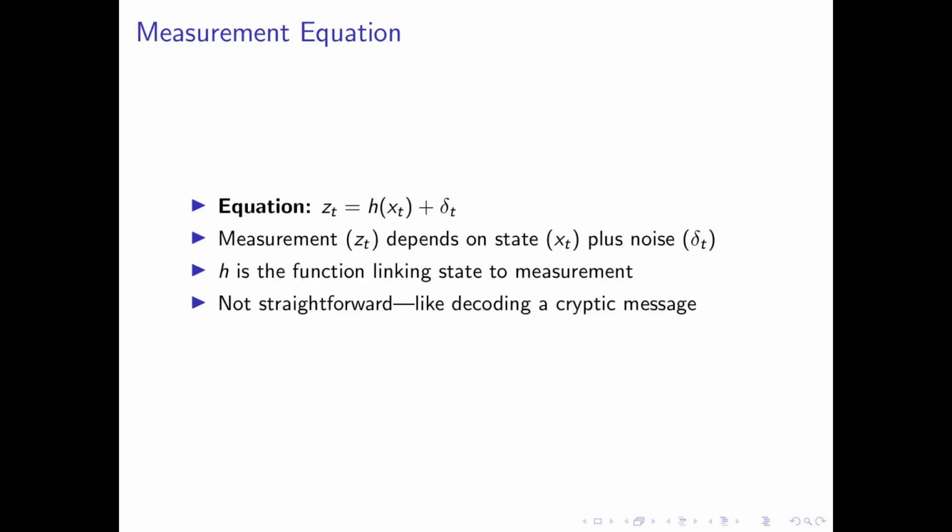Measurement equation: the measurement, like a sensor reading, is equal to some other funky function h of the state, plus some noise, because sensors aren't perfect either. Here, h is another magic formula that tells you how the state translates into measurements. Again, it's not straightforward. It's like trying to decode your friend's cryptic Instagram caption.